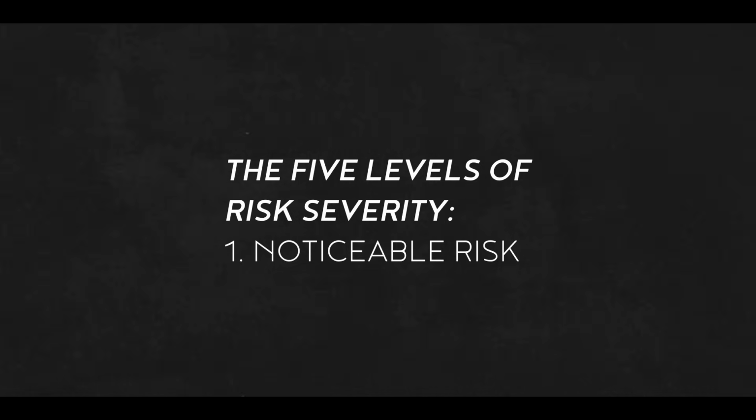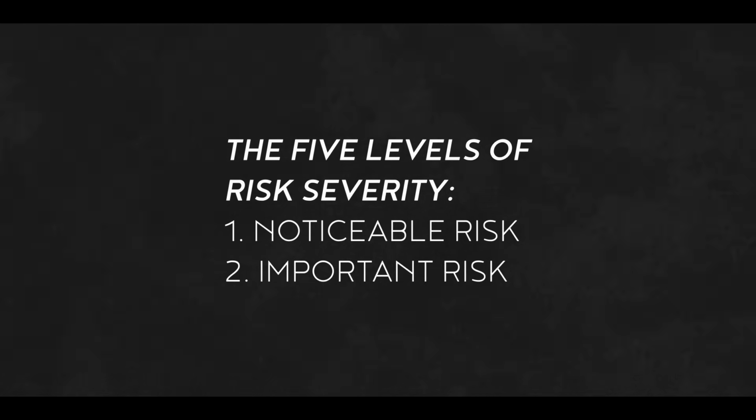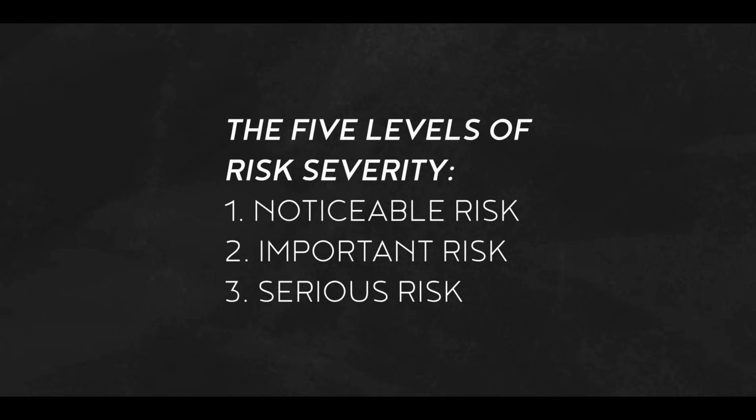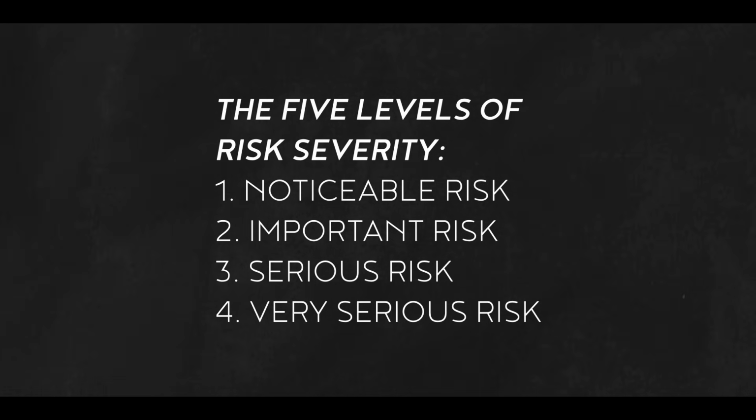Each level will look at different implications, or call it consequences, focused on personal harm, environmental harm, or financial harm to the business. The 5 levels of severity used in this calculator start with the least impactful, which is noticeable risk. Next, we have important risk, followed by serious, very serious, and disastrous risk, which would naturally include multiple fatalities.